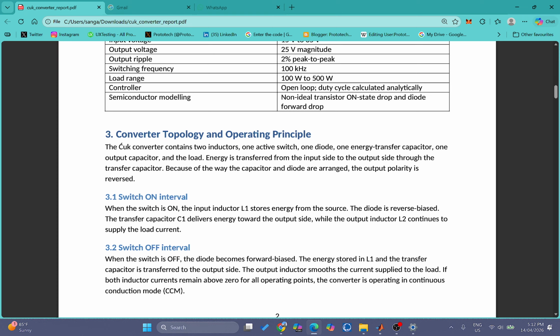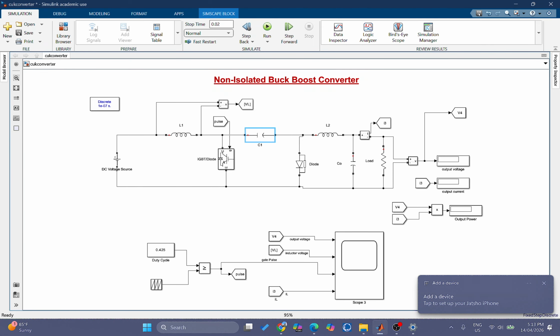Now moving on to the conceptual explanations about the Cook converter. It is sometimes called a buck boost converter, or it can be a boost buck converter too. The Cook converter is like a buck boost type converter, but with a twist.